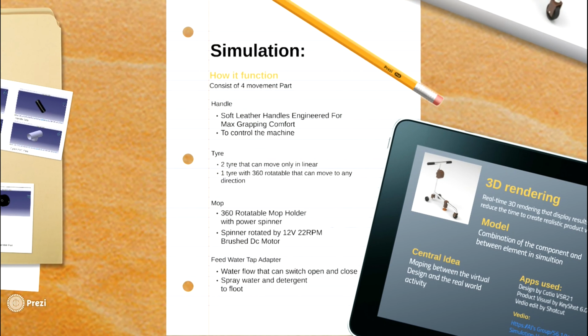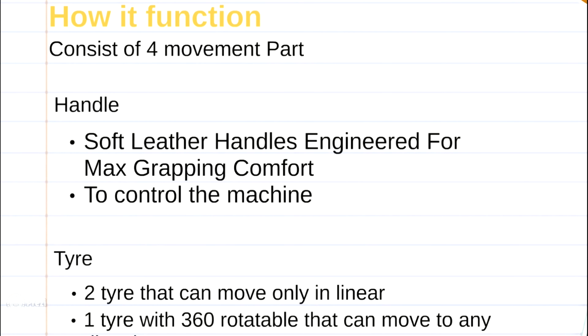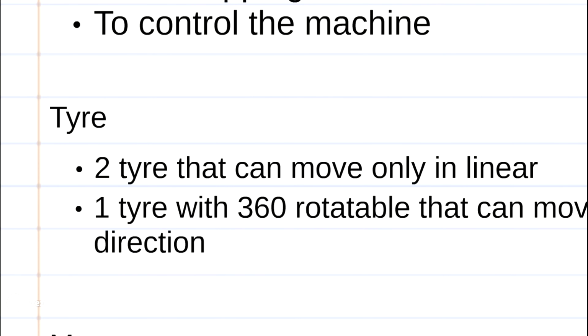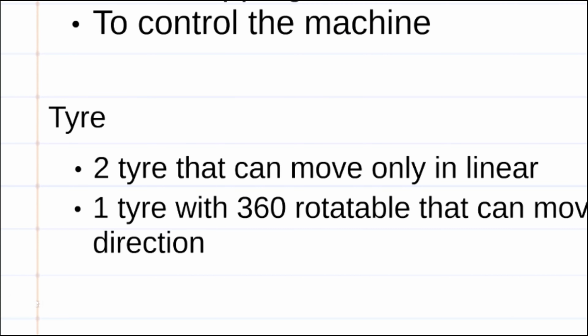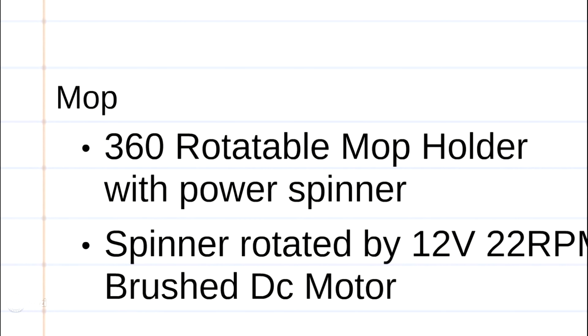I will explain about the simulation process. This part consists of 4 movement parts. The first part is the handle. This handle functions to control the machine. This handle is made of soft leather, engineered for maximum grabbing comfort. The second part is the tire. There are 2 tires that can move only in a linear direction, and 1 tire, the front tire, that is 360 rotatable and can move in any direction.